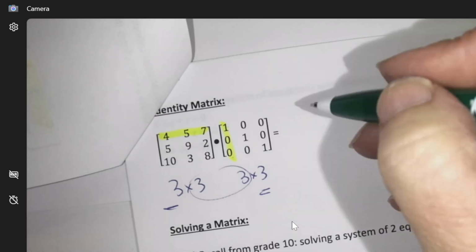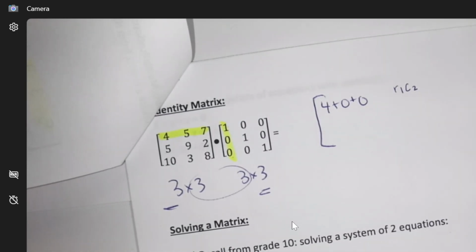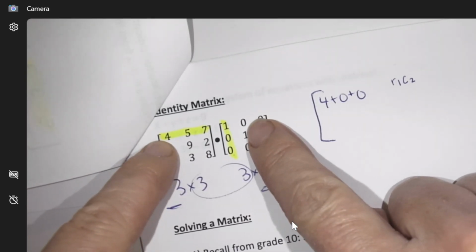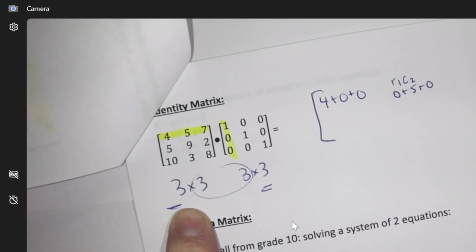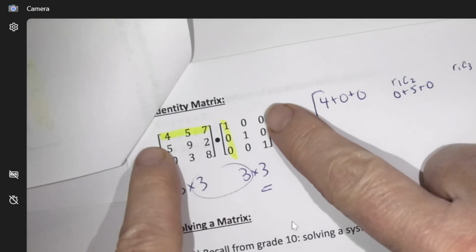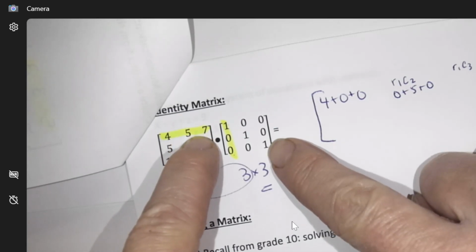Okay, next, what position is this? This is row 1 with a column 2, right? Row 1, column 2. So here's my matchup. 4 times 0, so 0, 5, 0. Now I'm in row 1 and column 3. So I got to match row 1 and a column 3. So row 1 on this, column 3 on that is going to match 0, 0, 7.